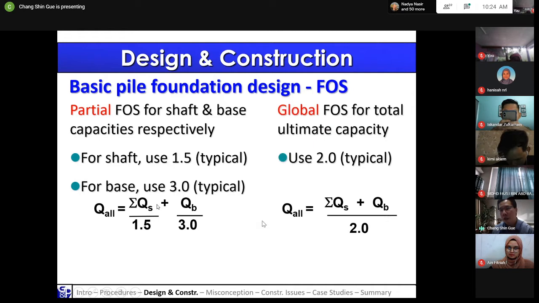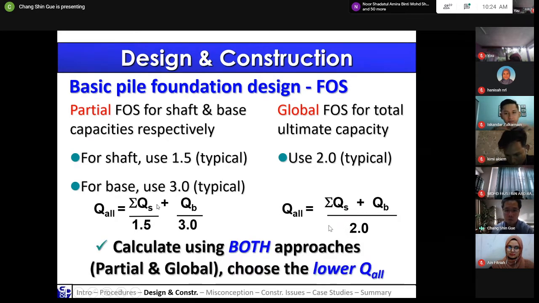And then you also carry out what we call a global factor of safety. Basically, that is to total up all the skin friction plus the base, divided by 2. So you carry out both calculations, partial and global FOS, and then choose the lower one as your allowable pile capacity. So this is basically the Malaysian practice when we are using British standards.